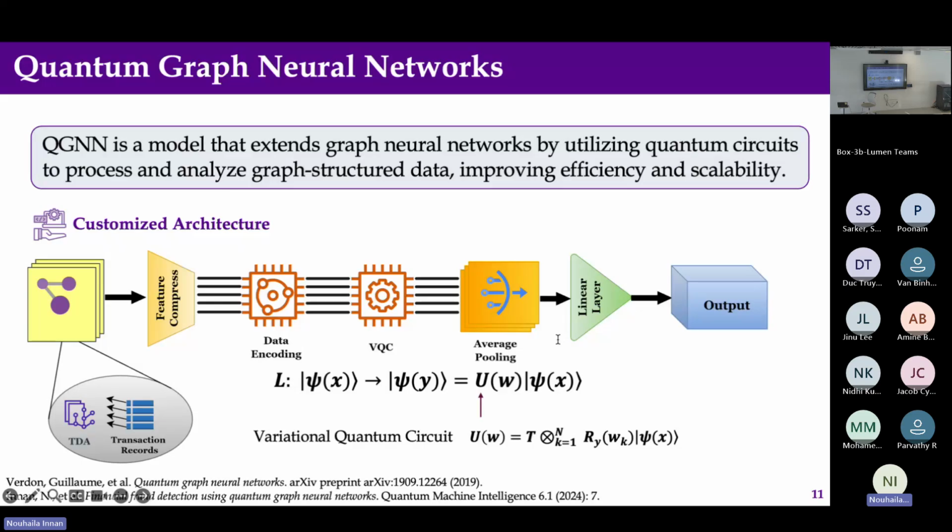Then after encoding the VQC, we have average pooling. As I mentioned, sometimes you need some classical layers to help you do the task, a linear layer, then the optimization. But yeah, the objective is to optimize the parameters to accurately map the input graph data to the desired output.